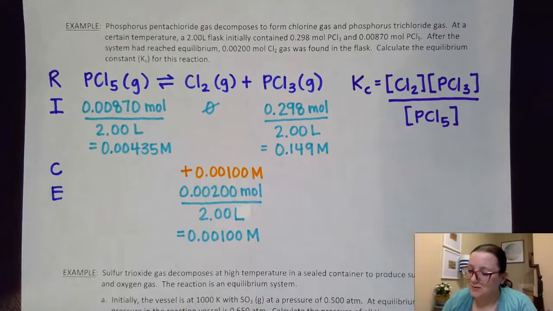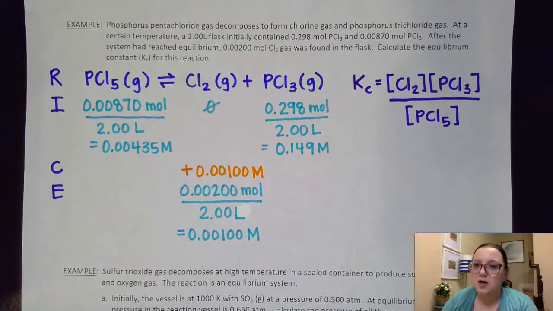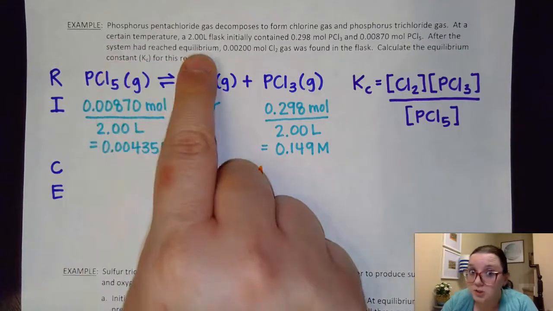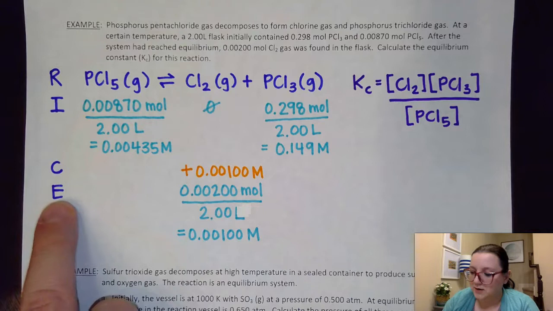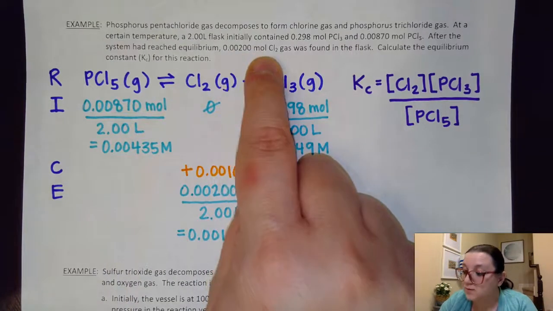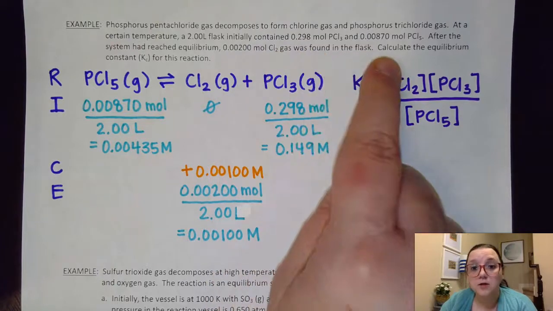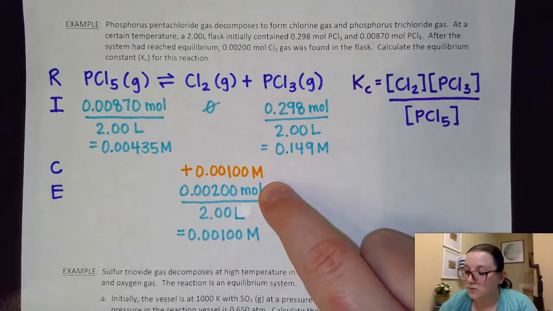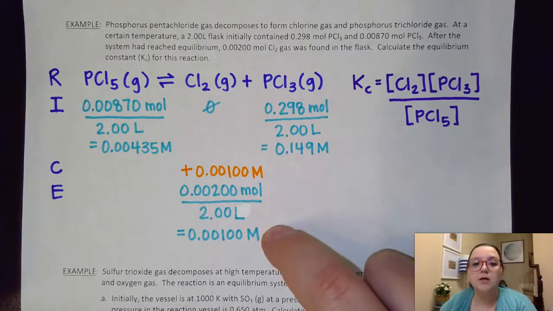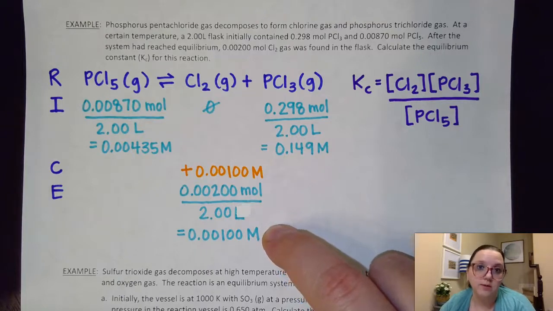Now, we can't make that assumption at equilibrium. I should have a little bit of each at equilibrium. But for initial concentrations, if it's not mentioned, we assume it to be 0. So then it says, after the system had reached equilibrium, so that means down here, E, now I have 0.002 moles of Cl2 found in the flask. So now I have that 0.002 moles in the 2 liters, and so that would be a molarity of 0.001 molarity for the Cl2 at equilibrium.